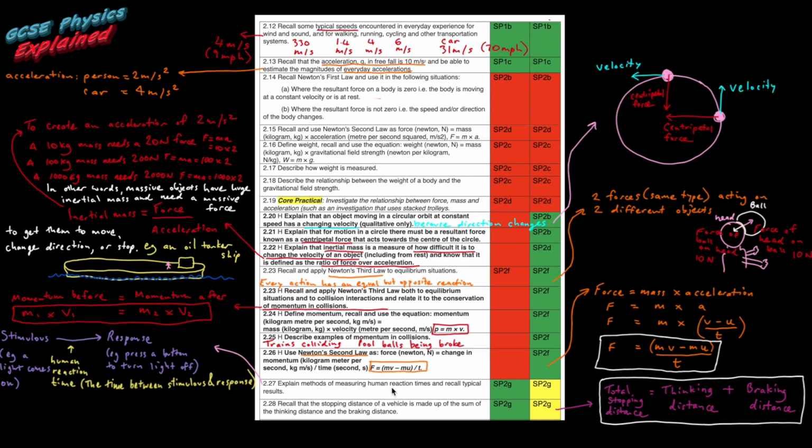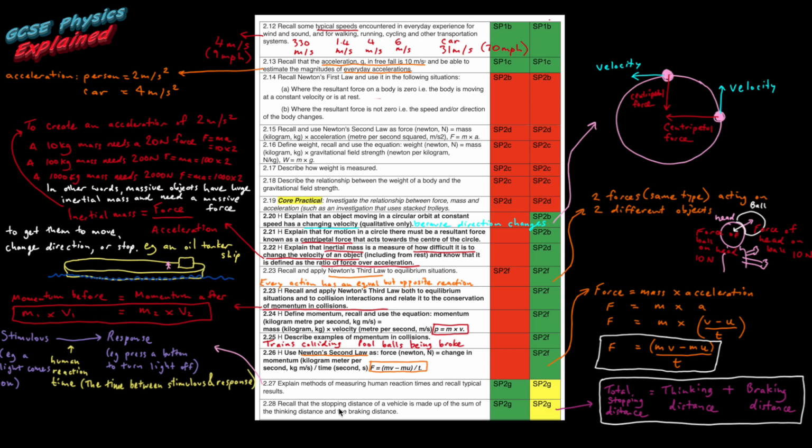Explain methods of measuring human reaction times and recall typical results. So the way that we do that is you'd have some kind of stimulus, for example a light coming on, and then a response from a human could be to push a button to turn the light back off. The human reaction time is the time between the stimulus and the response. So the time it takes for the light to come on and for the human to press the button to turn it off, that's the human reaction time.